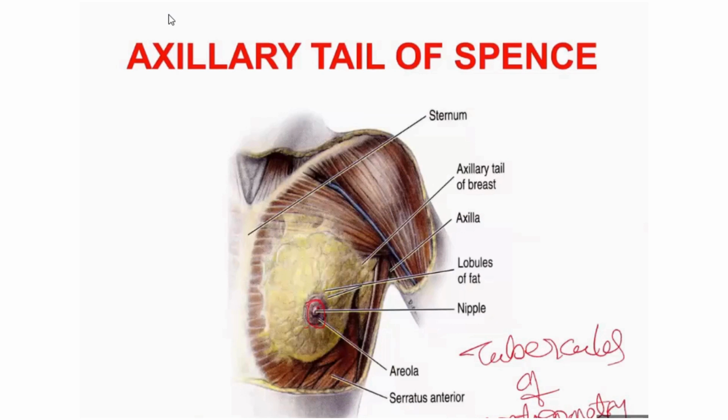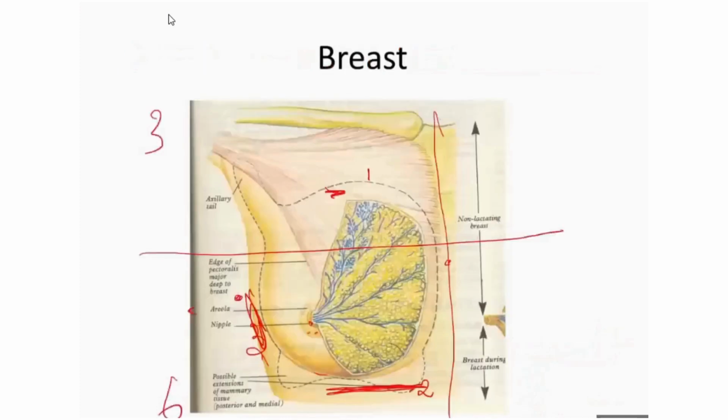Now what is the axillary tail of Spence? A small extension of the breast is invading inside, deep to the pectoralis major. Am I right? You get some tail-like structure. This is related to the apical group of axillary lymph nodes, and that is called the axillary tail of Spence.